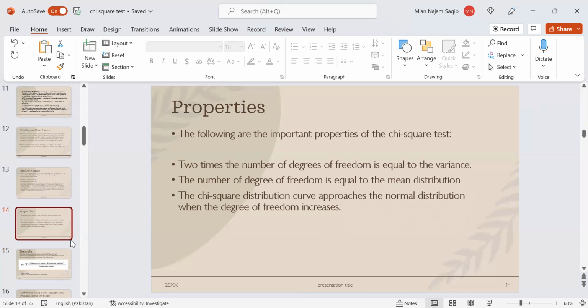Properties. The following are important properties of the chi-square test. Two times the number of degrees of freedom is equal to the variance. The number of degrees of freedom is equal to the mean of the distribution. The chi-square distribution curve approaches the normal distribution when the degrees of freedom increase.